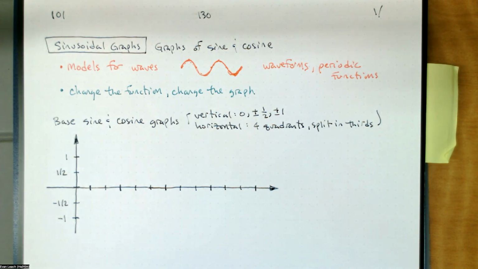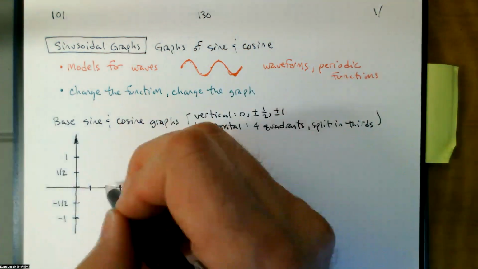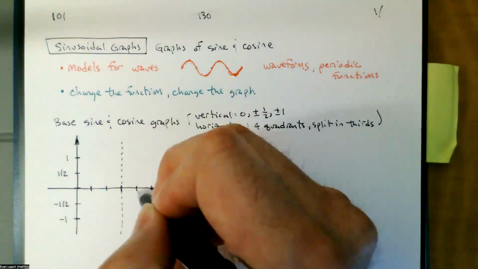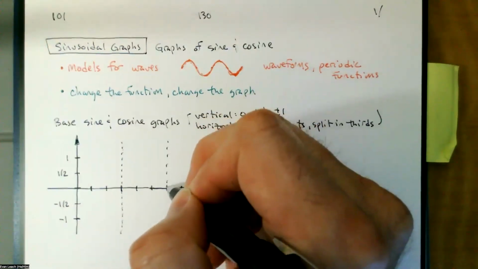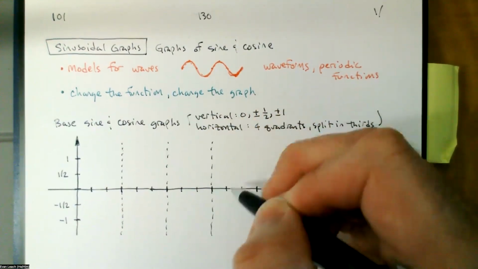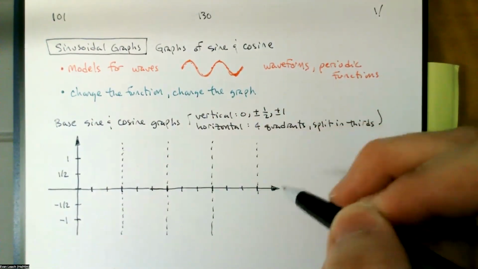Mark our 4 quadrants. The 1, 2, first quadrant is done. 1, 2, second quadrant. 1, 2, third quadrant. 1, 2, fourth quadrant. So we're back to the beginning.